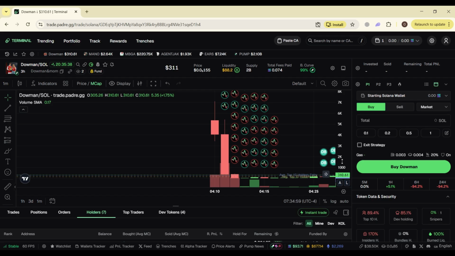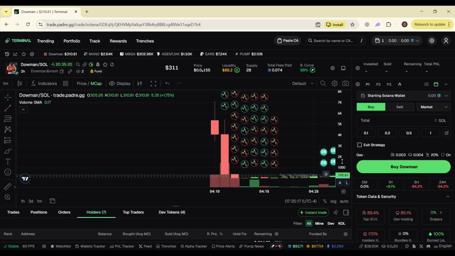Okay, so what is token migration? A migration happens when a token moves from its initial launch platform to a larger decentralized exchange pool. For example, a token might start on a launch platform and later move to a bigger trading pool where more people can buy and sell it.